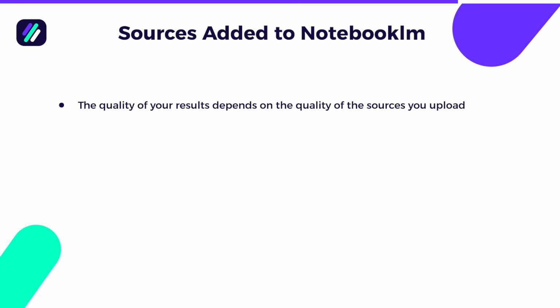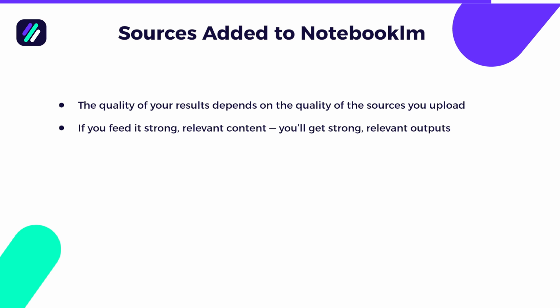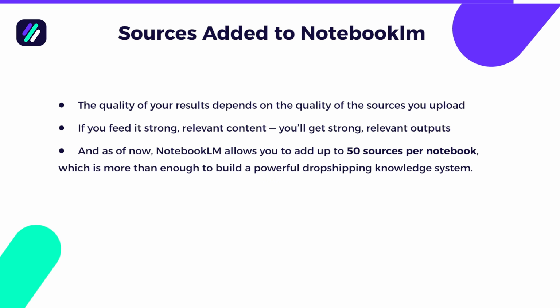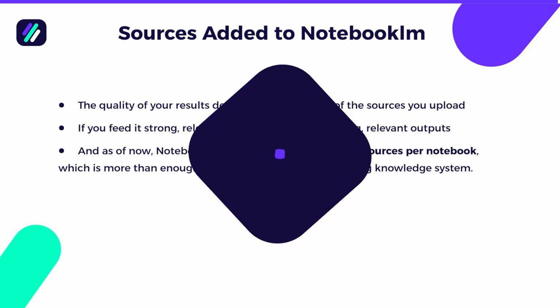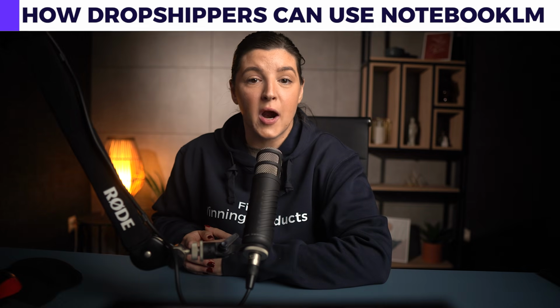That is why the quality of your results depends on the quality of the sources you upload. If you feed it strong, relevant content, you'll get strong, relevant outputs. And as of now, NotebookLM allows you to add up to 50 sources per notebook, which is more than enough to build a powerful dropshipping knowledge system. Now, in this video, I'm going to show you a few powerful ways dropshippers can use NotebookLM to boost productivity and increase store conversion rates.